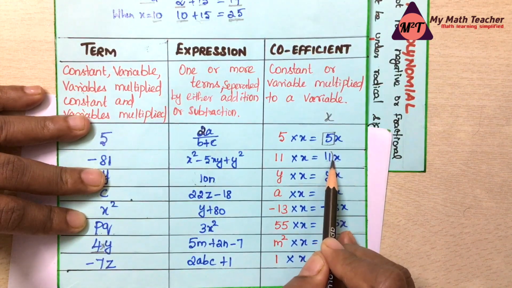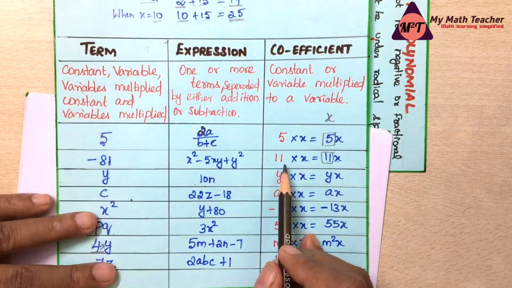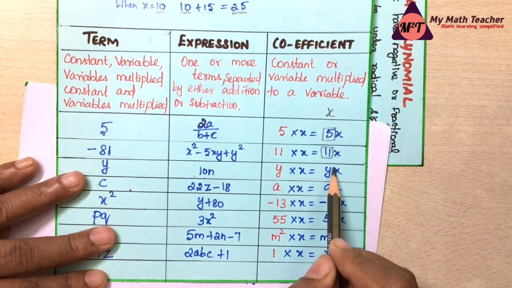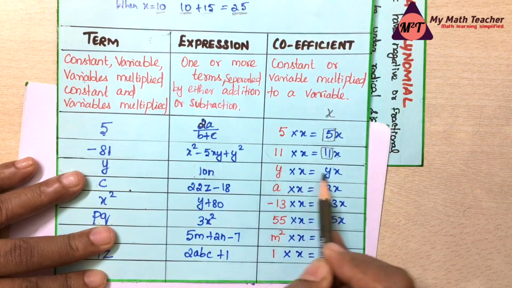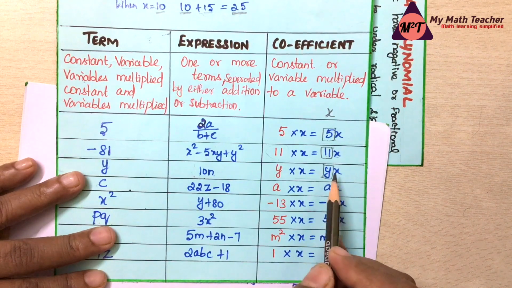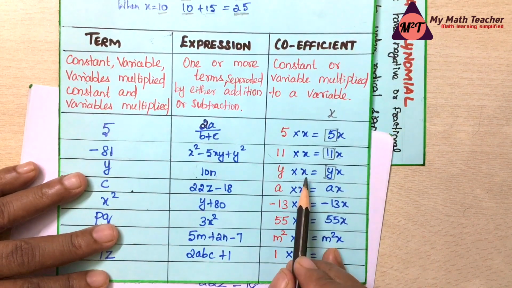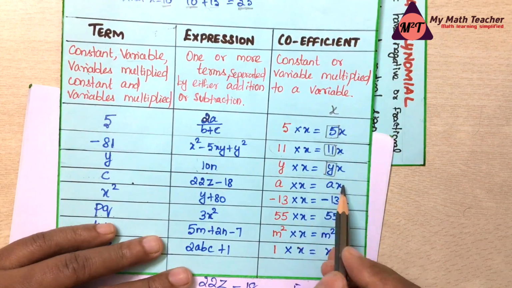Now 11 is multiplied to x. Now what is the coefficient? 11 is multiplied to x. Now this number is called the coefficient. Now here with respect to x, what is multiplied to x here? Y is multiplied to x. Then y is the coefficient of x. Okay, the constant or the variable which is multiplied to the particular variable. Okay, here we are referring to x.